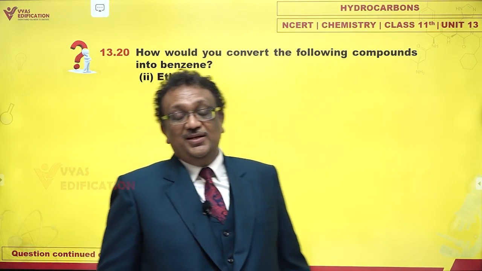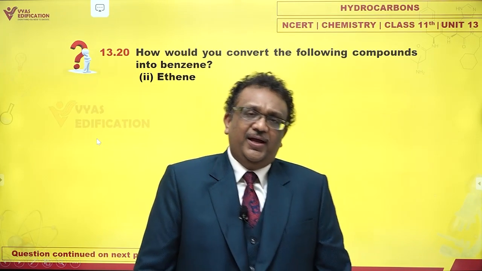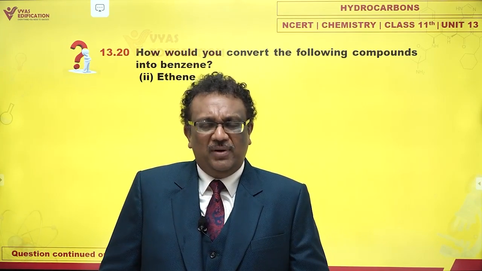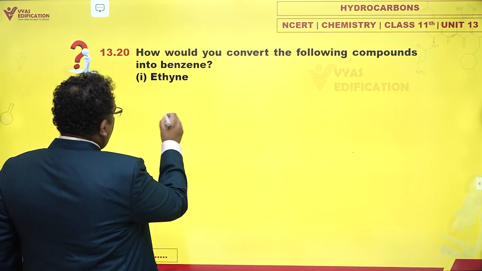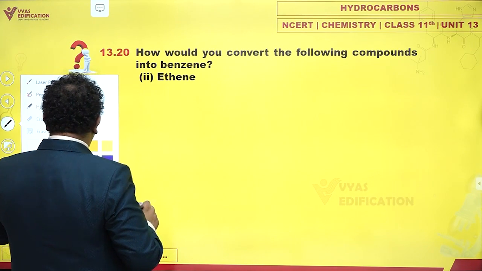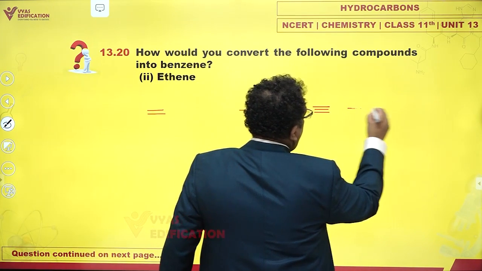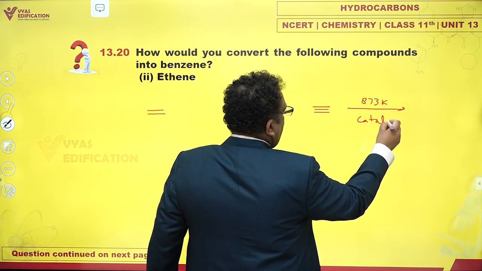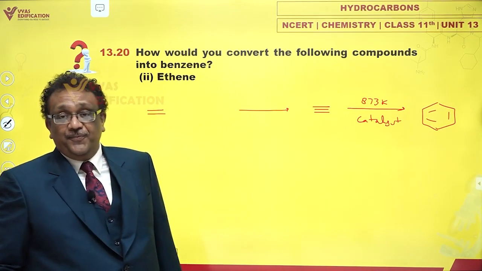How do you convert ethene to benzene? Now, ethene to benzene is not as straightforward as acetylene to benzene. Ethyne, you just pass into red hot iron tubes, apply high pressure, high temperature, and it trimerizes to give you benzene. Now, if there is a method by which you could convert ethene to ethyne, then that would be phenomenal, because ethene gives you ethyne, and ethyne, with 873 Kelvin, catalyst, and high pressure, you can trimerize to get benzene.